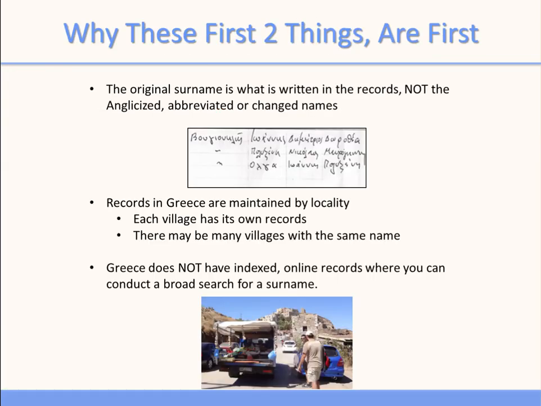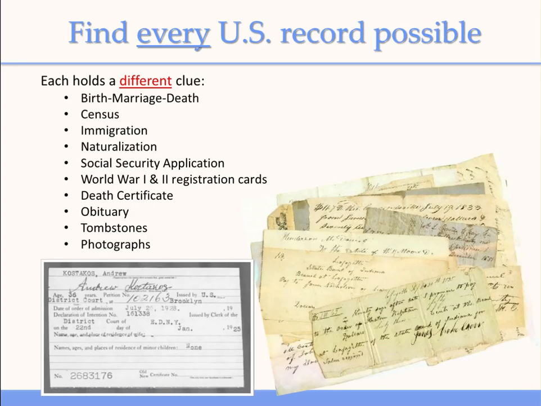The reason these first 2 things are first is because obviously in the Greek records you're going to find the original surname written in Greek. There will be no anglicized, abbreviated, and certainly not a changed name in those records. The second thing is that records in Greece are maintained by locality. Each village has its own records. There could be many villages that have the same name as we just mentioned in St. John's or Ios Ioannis. And third, right now Greece does not have indexed online records where you can just put in a name and conduct a broad search for a surname. You have to be specific to the locality.